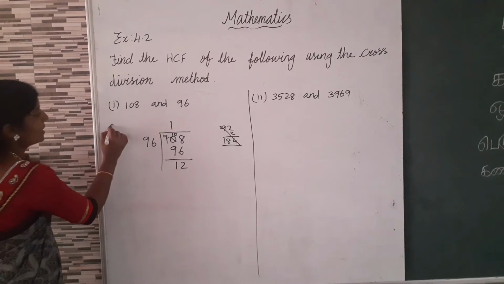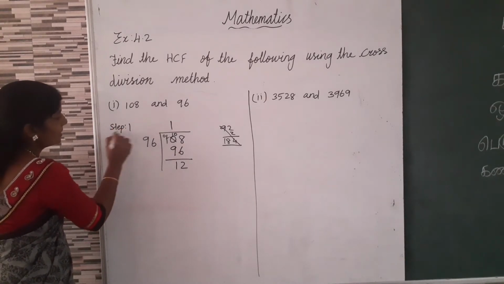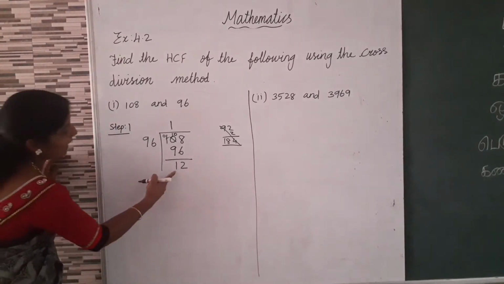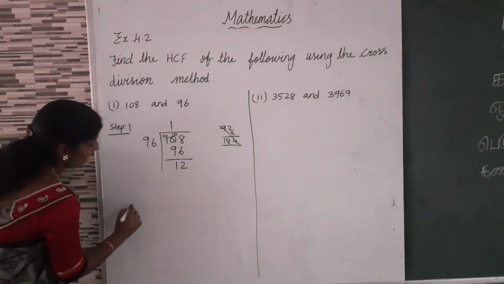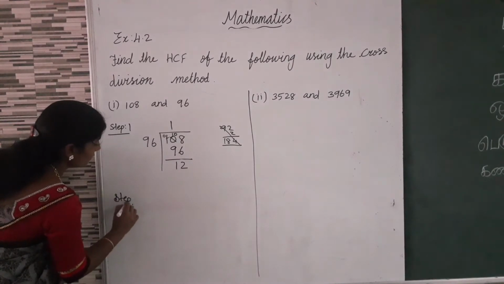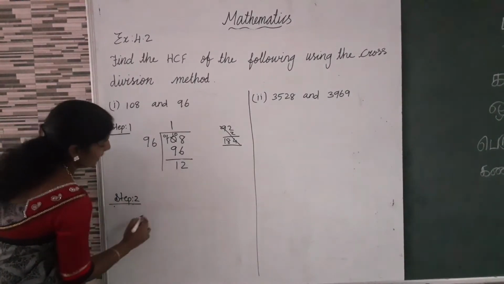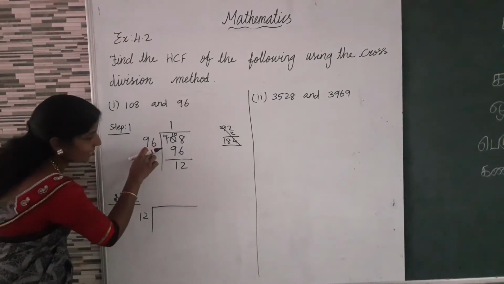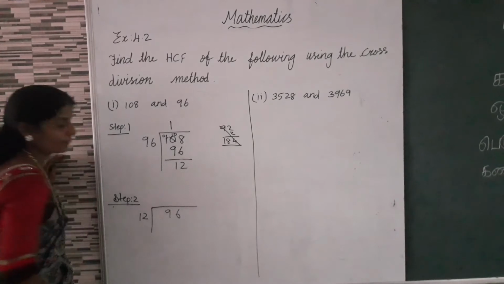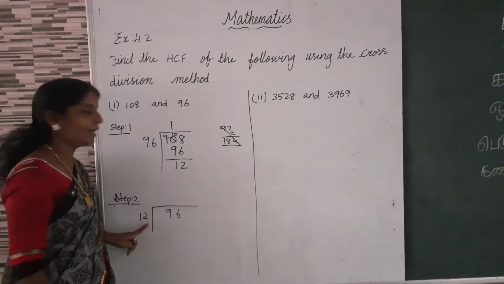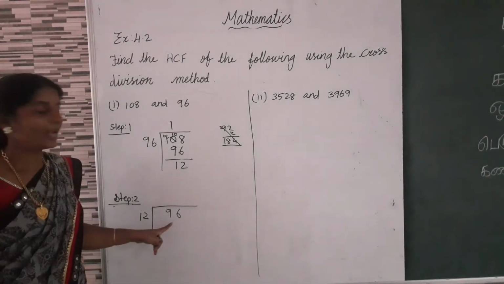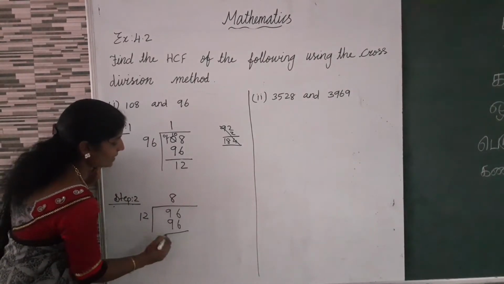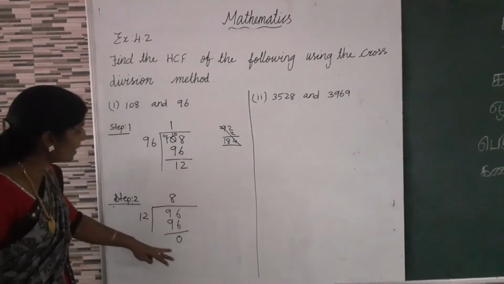This is step 1. In step 1 we didn't get remainder 0, so we continue. Now in step 2, the remainder is the new divisor, and the old divisor is the new dividend. Now, the 12 table: 8 12s are 96. So we write 8 12s are 96. 96 minus 96 is 0. Now we got remainder 0.